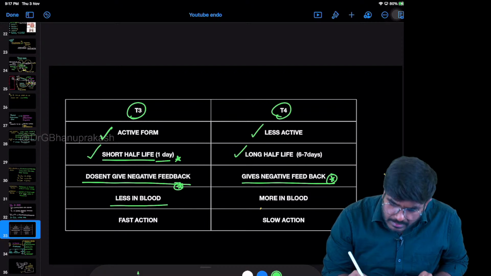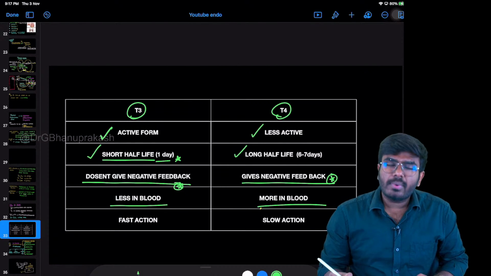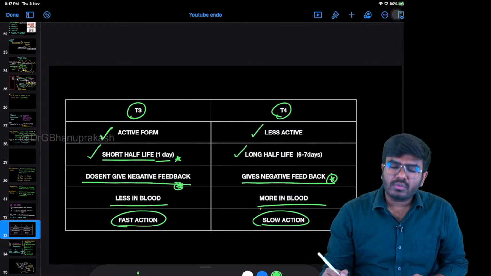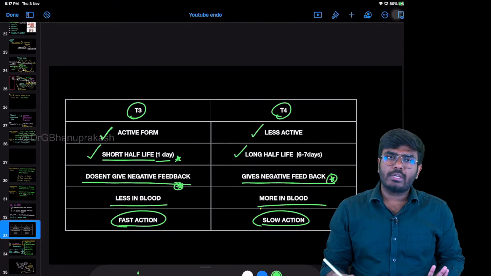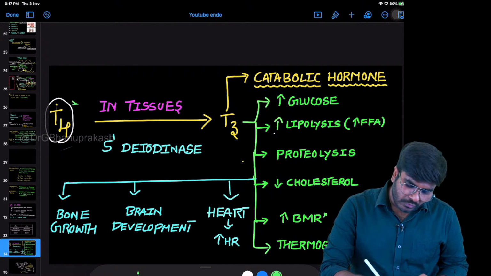And T3 is less in blood, I have explained to you. Less in blood but more active. But T4 is more in blood but less active. Okay, and who is having fast action? T3 is having fast action, T4 is having slow action, an inactive thing. Okay, now what happens, sir? Who is maximum? T4 is maximum.